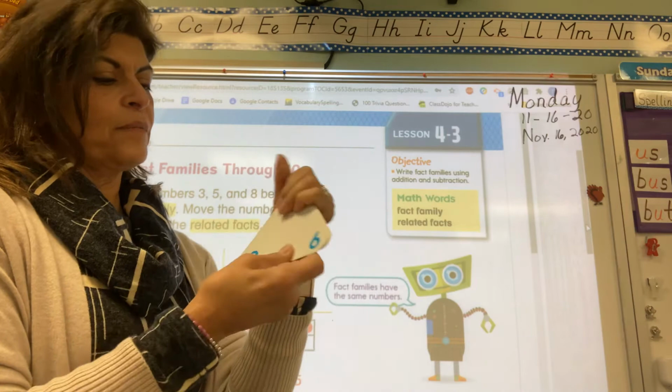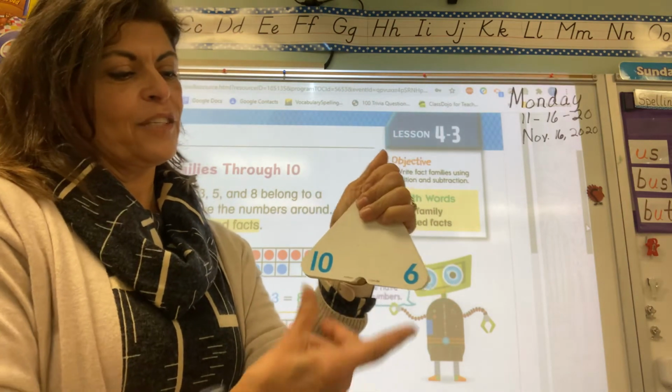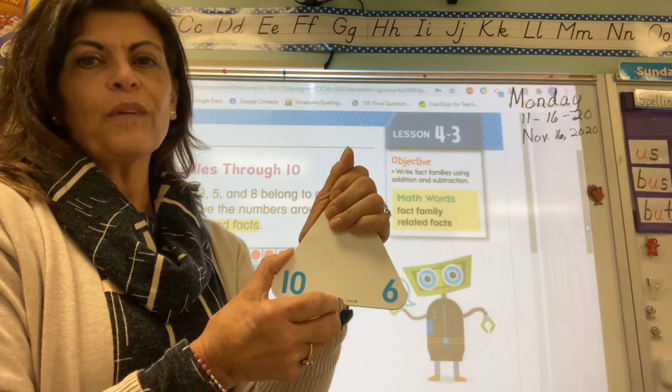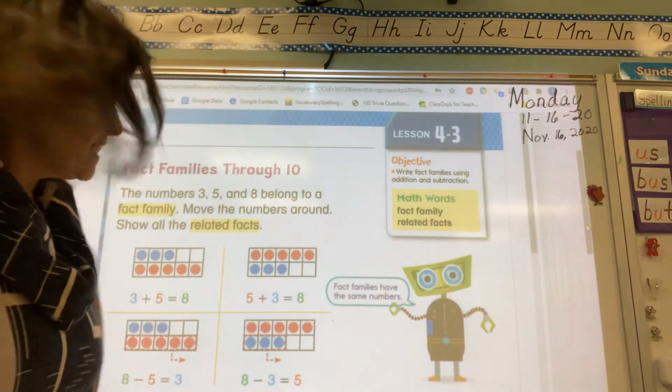And the last one we'll do, 10 plus 6. What is 10 plus 6? The two parts, 10 and 6, and the whole number where the sum is 16. Good job. So let's take a look at our lesson.